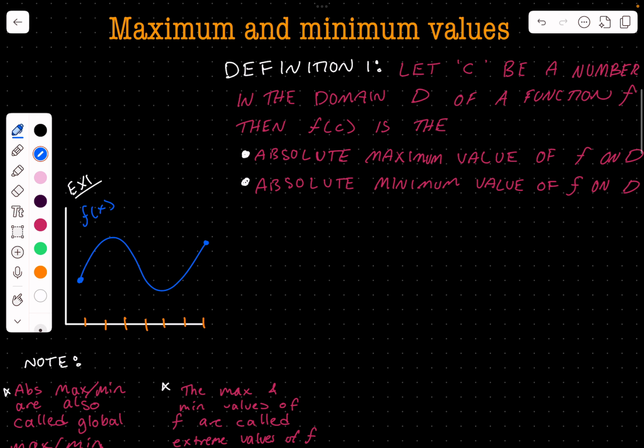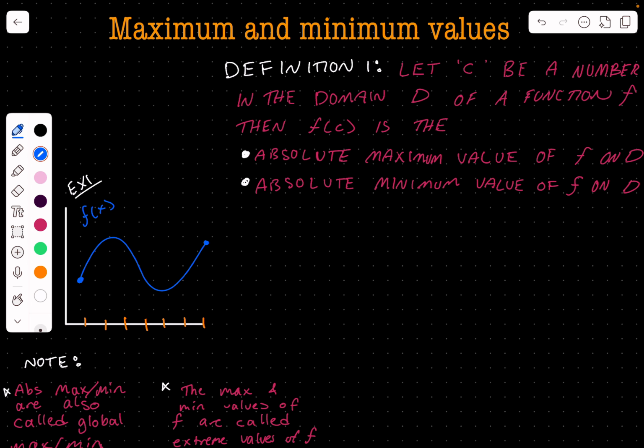So maximum minimum values. I have definitions in here, and these are pulled directly from Cengage's textbook. Try to follow along because the English is not plain English. I'm going to try my best to summarize it in plain English. Our first definition says, let C be a number in the domain D of a function f, then f of C is either the absolute maximum value of f on D or the absolute minimum value of f on D.